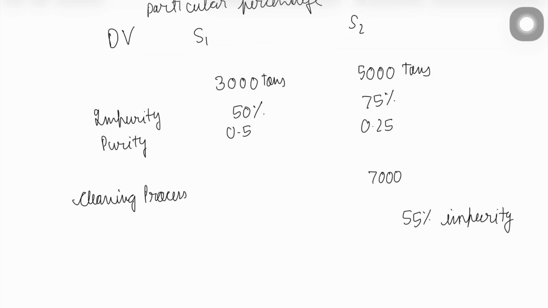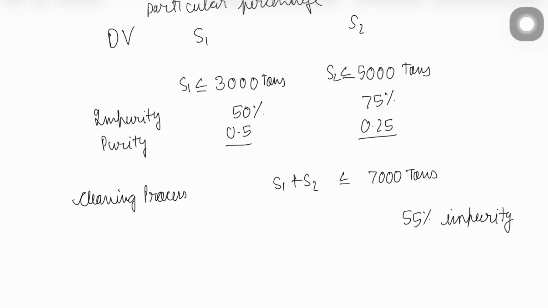But we have been given that there are some impurities, 50% impurities from shaft 1 and 75% impurities from shaft 2, which means we have 0.5 purity from shaft 1 and 0.25 purity from shaft 2. It is also given that the cleaning process can handle 7000 tons only. So regarding the constraints, we can write S1 should be less than equal to 3000, S2 should be less than equal to 5000. The combination of both should be less than equal to 7000.